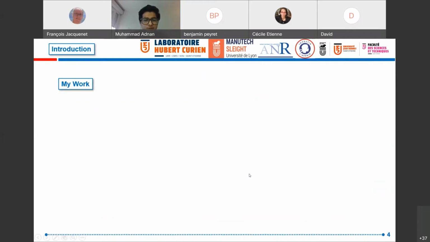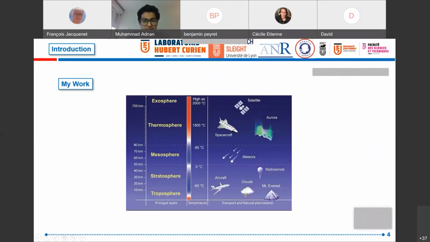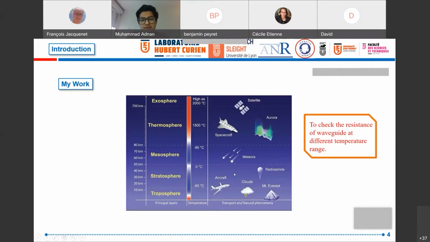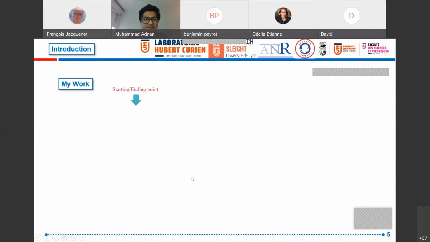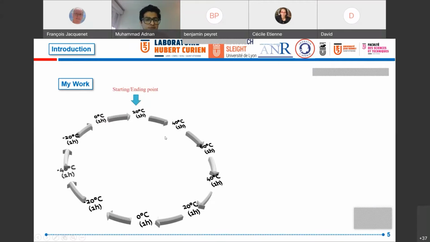Since we know that aircraft fly in the stratosphere layer of the atmosphere, and in this layer the temperature is close to -55 to -5 degrees Celsius, the aim is to check if this waveguide can resist such a temperature range. So I will be probing the temperature range from the troposphere to the stratosphere layer of the atmosphere. For that, I have used an oven.